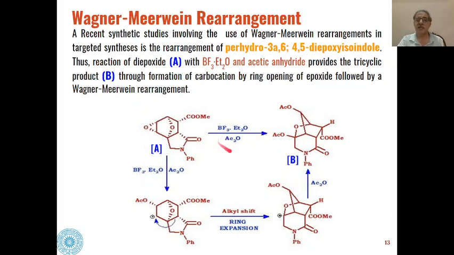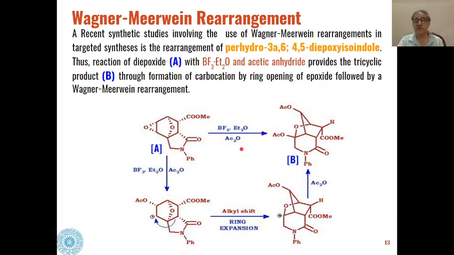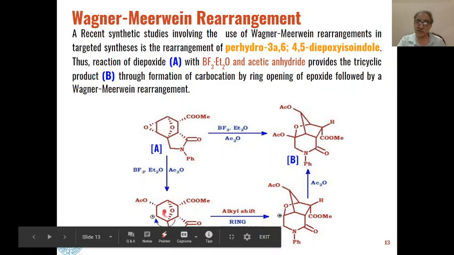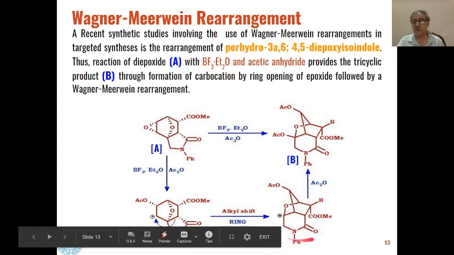And then acetic anhydride will add to the positively charged carbon, and then BF3 etherate will be lost, and we will get this type of carbocation where at one carbon we will have an acetyl group which has come from this acetic anhydride. And when this carbocation has been formed, it will undergo a migration of this methylene or alkyl group from this position to this position. So ring expansion will take place, and we will get this type of carbocation.